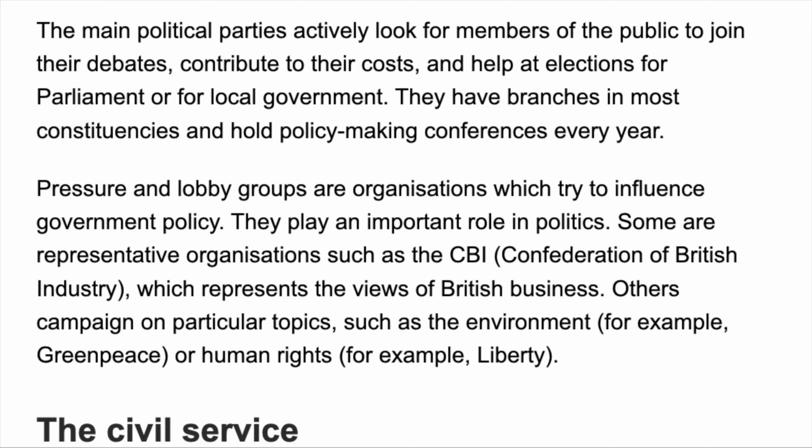Some are representative organizations such as the CBI, Confederation of British Industry, which represents the views of British business. Others campaign on particular topics such as the environment, for example, Greenpeace, or human rights, for example, Liberty.